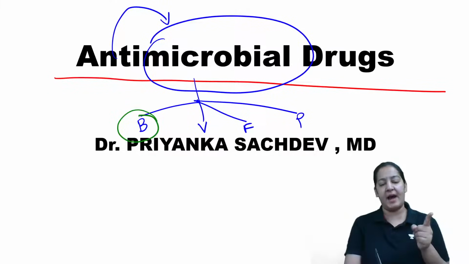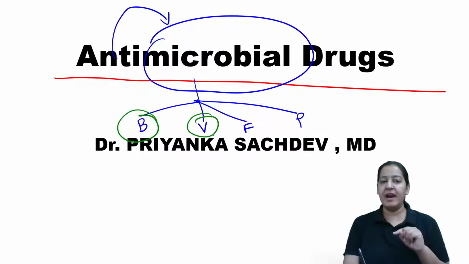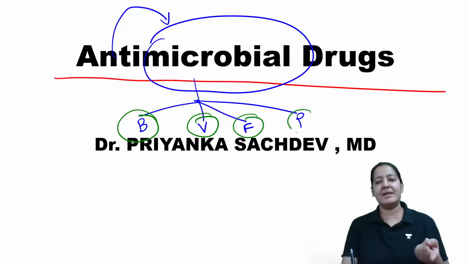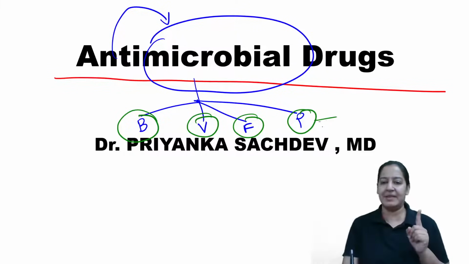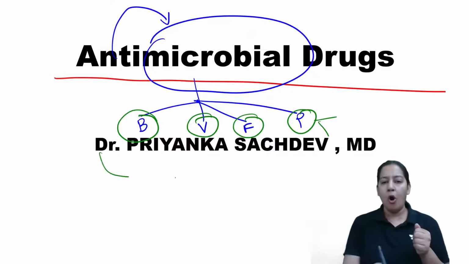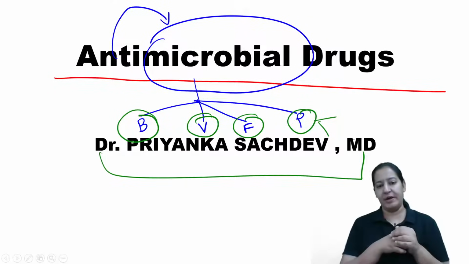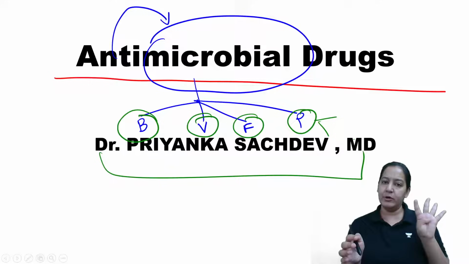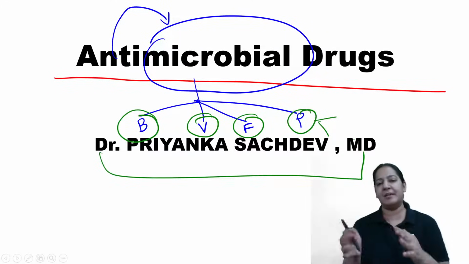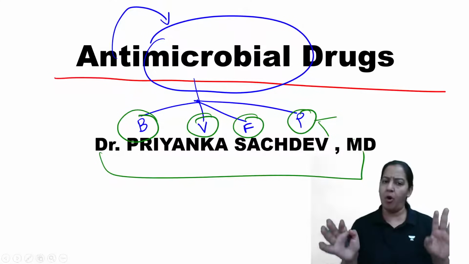Antibiotics are the drugs which act against bacteria. Antivirals are the drugs which act against viruses. Antifungals are the drugs which act against fungus. And antiparasitic drugs, antiprotozoal and antihelminthic, for the two types of parasites, are the drugs which act against parasites. All these are antimicrobial drugs. So antimicrobial drugs include four categories: antibacterial, antiviral, antifungal, and antiparasitic. We will be discussing all of them.